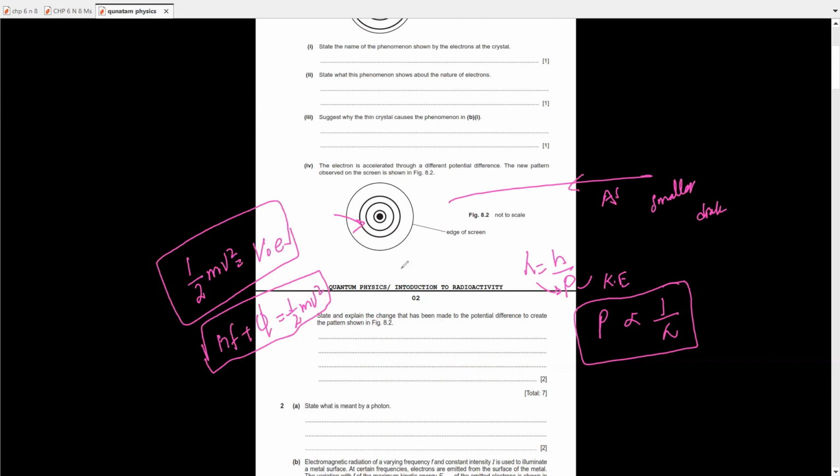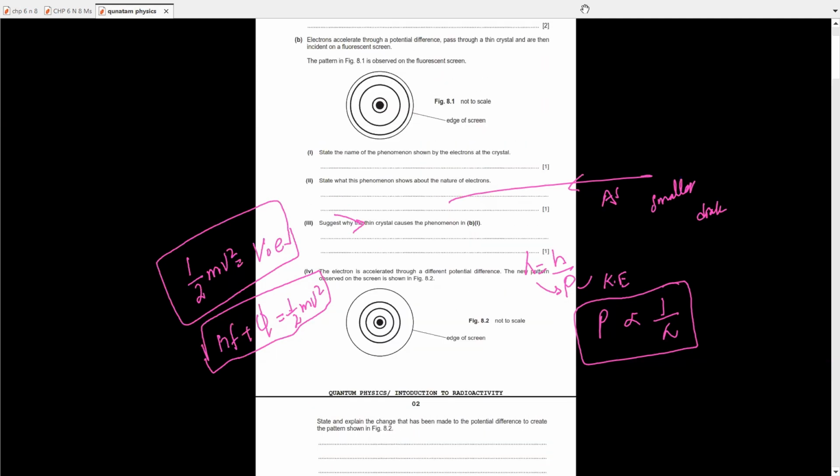So in order to create this pattern, in comparison, let me take you up a little bit. Here you could see in this figure that the circles have come closer, which means that the wavelength has decreased and momentum has increased. So the wavelength must have become shorter. And as you could see here, stopping potential has a direct relationship with that. So the potential difference must have increased.